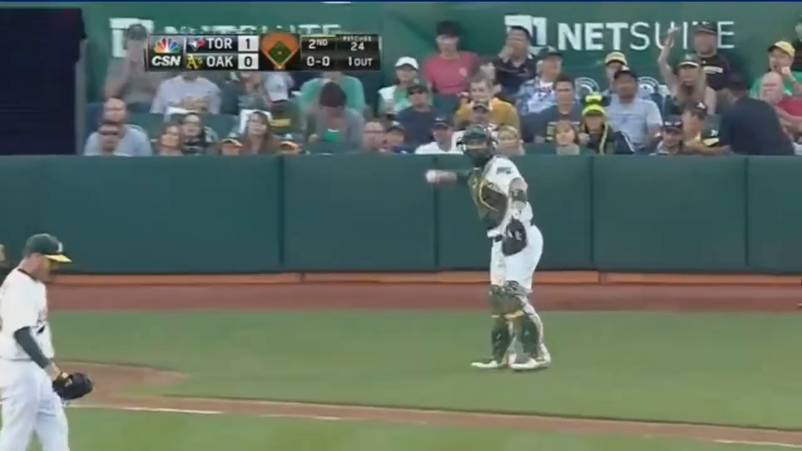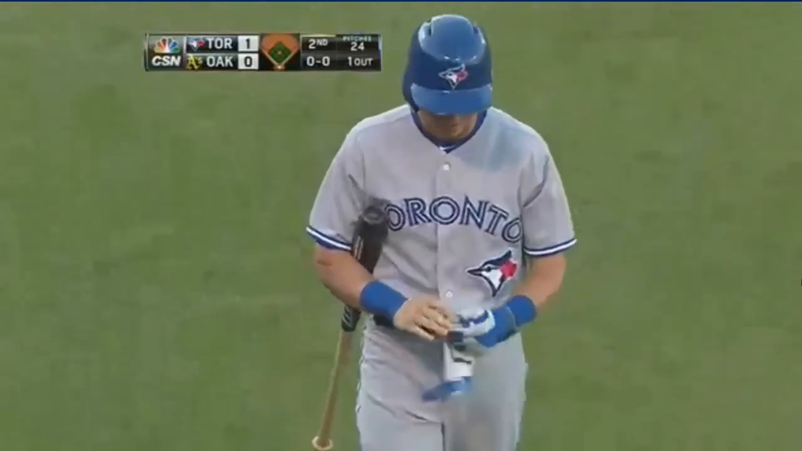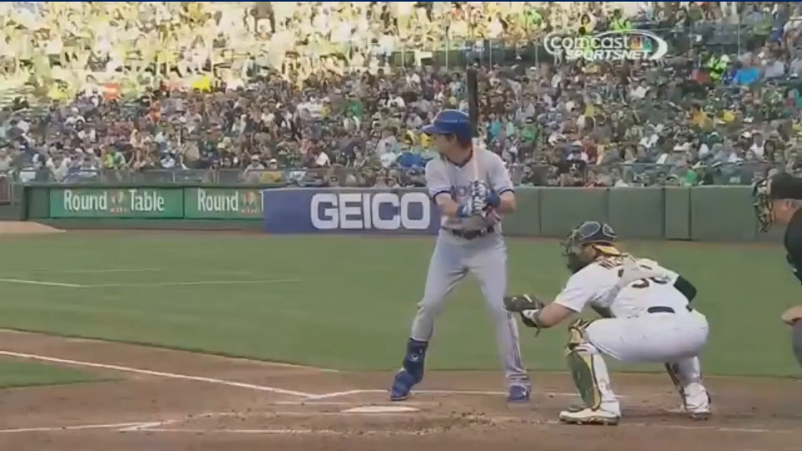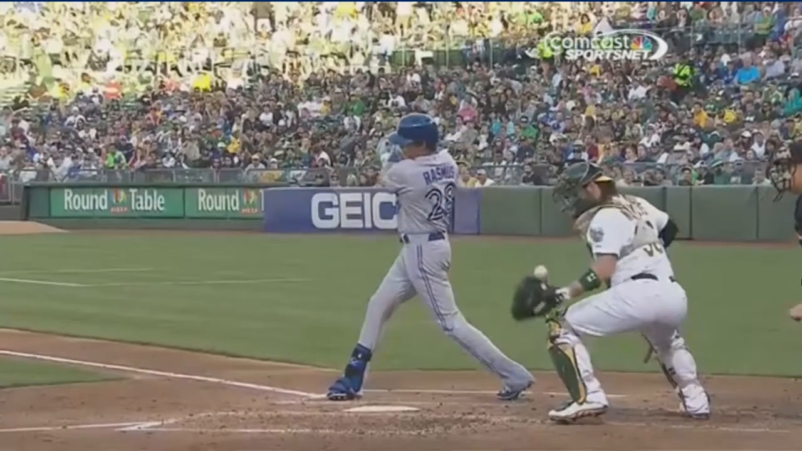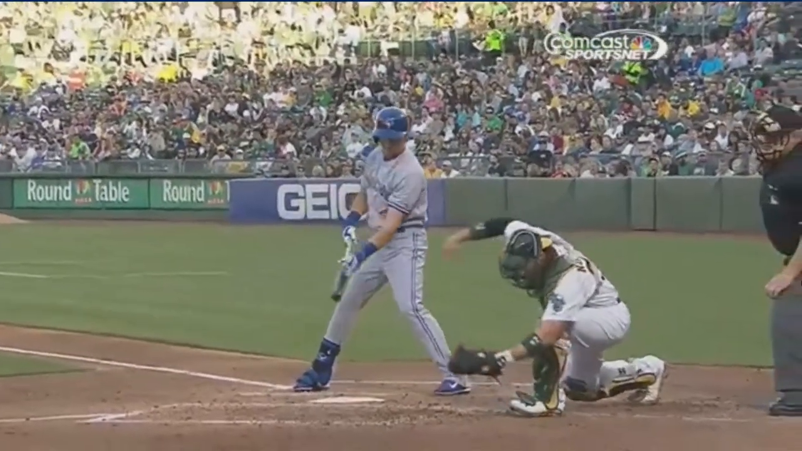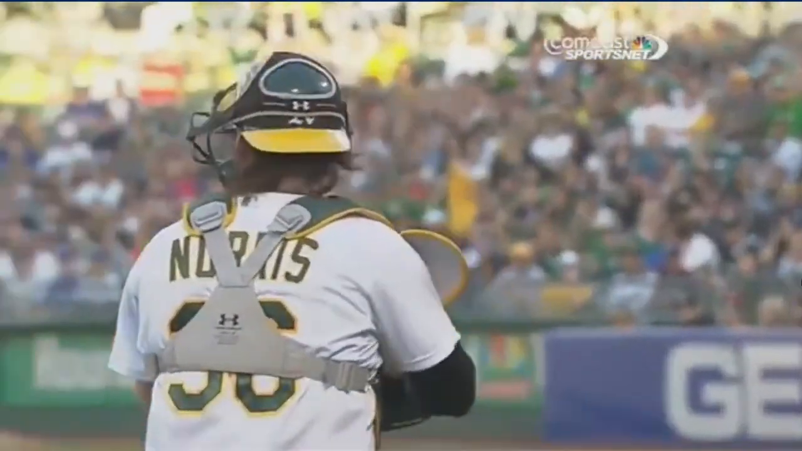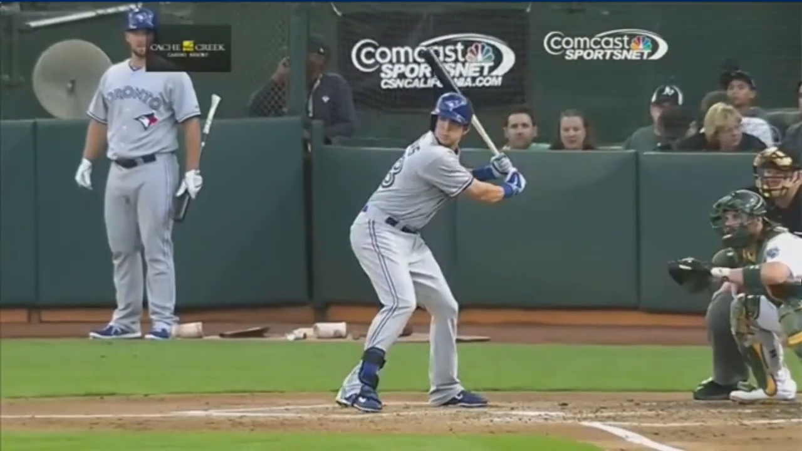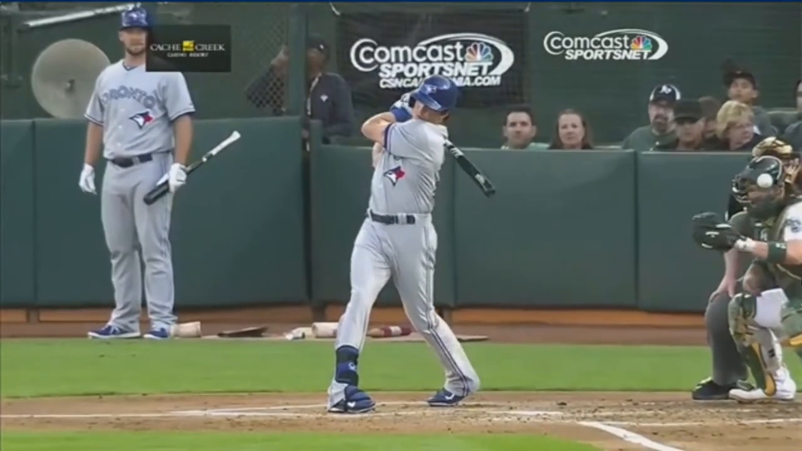So this foul tip was legally caught. It initially hit the catcher's glove, popped up, and then he secured it. So foul tip, the batter is out. It's on strike 3, it hits his glove, pops up, and is legally caught. And it is a foul tip. There were already 2 strikes, so our batter is now out.